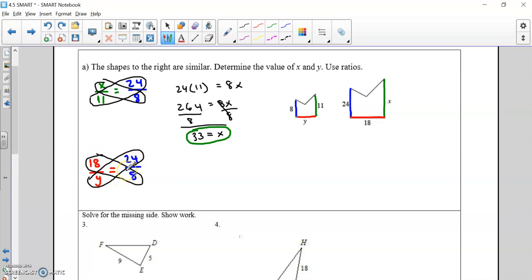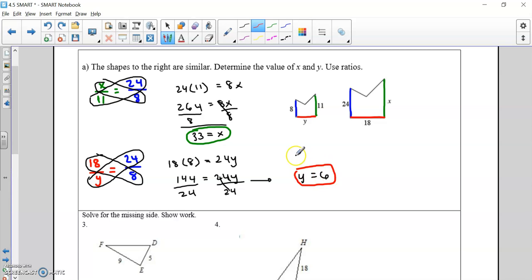Okay, we have 18 times 8 from one diagonal, and the other diagonal is going to be 24 times y, which is just 24y. All right, 18 times 8 is actually 144, so we have 144 equals 24y. And as our last step, we'll go ahead and divide both sides by 24, and that is going to give us a y value of 6. 144 divided by 24 is 6.